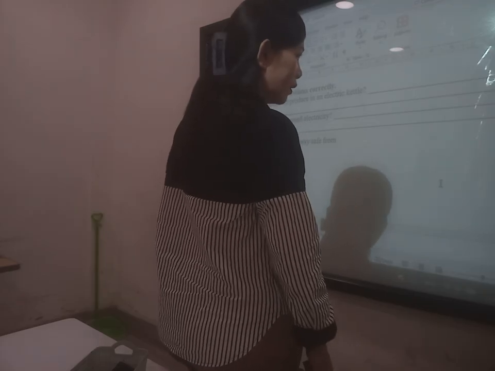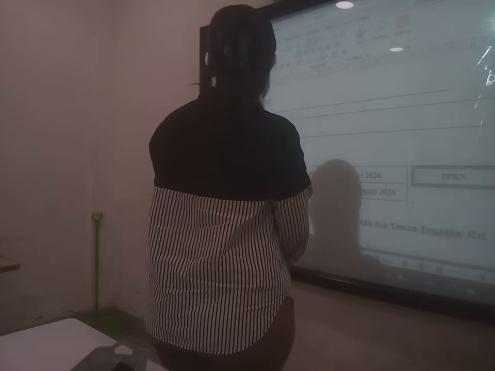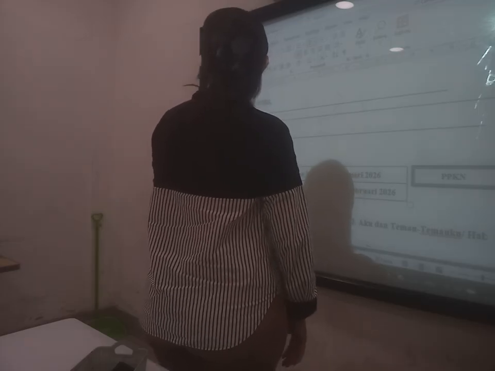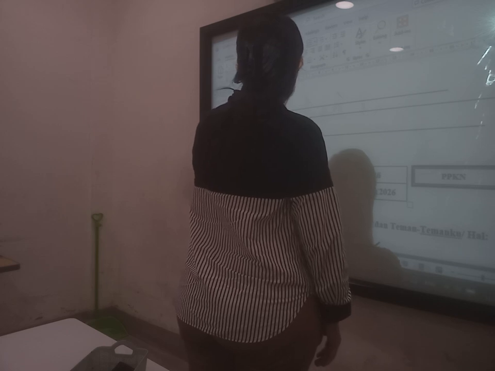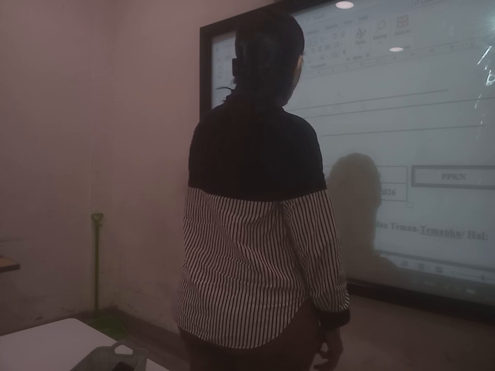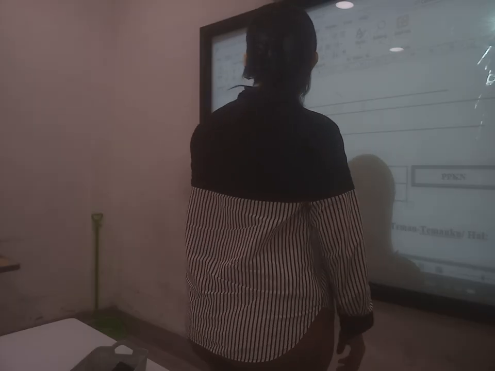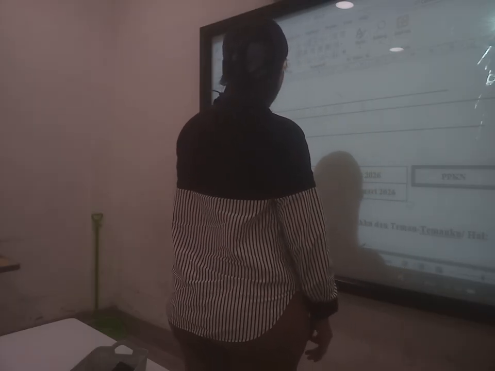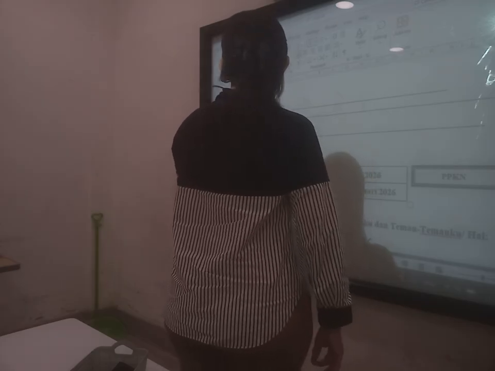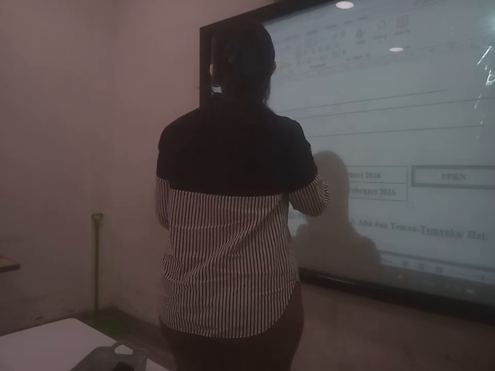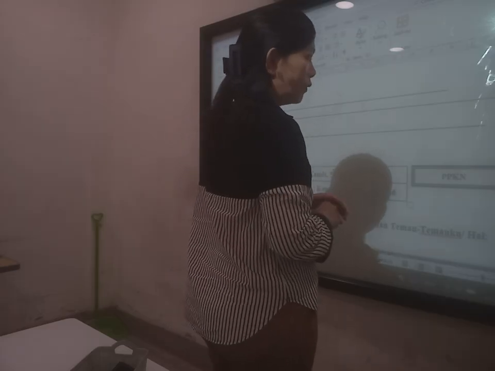Number 4. The question is, what is a plug? A plug is a small object to connect electrical appliances to the source of electricity. Next. What is a switch? A switch is an object to turn the power supply on or off.